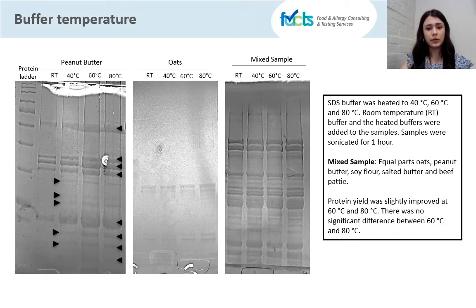The oat sample also showed an increase in protein yield at 60 and 80 degrees Celsius. A mixed sample consisting of equal parts oats, peanut butter, soy flour, salted butter, and beef patty was included to represent a complex food matrix. One protein band that was not visible at room temperature appeared at 40 degrees Celsius. Protein yield was slightly improved at 60 and 80 degrees Celsius, and there was no significant difference between 60 and 80 degrees Celsius.